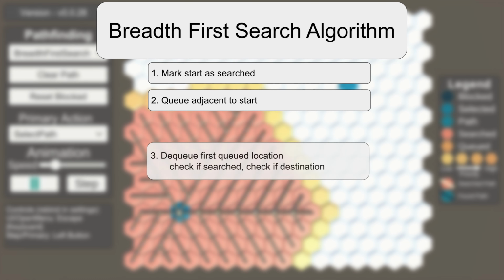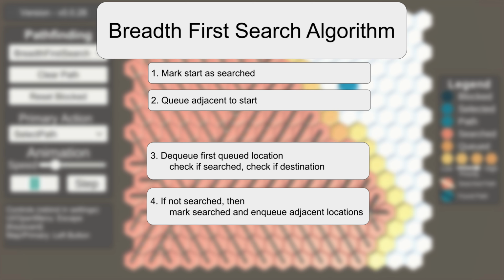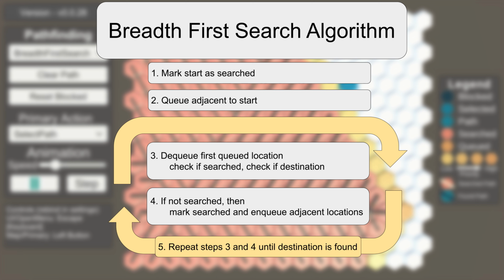3. From that queue, remove the first location, also called a dequeue operation, and check if this location has already been searched. 4. If this location has not been searched, then mark it as searched. Then, for each location adjacent to the current location, enqueue or add to the back of the current queue. Note, when enqueuing a location, also save the path from the starting location to that location. We'll get to how that's done soon. We can also skip blocked locations at this step to avoid going through a blocked tile.